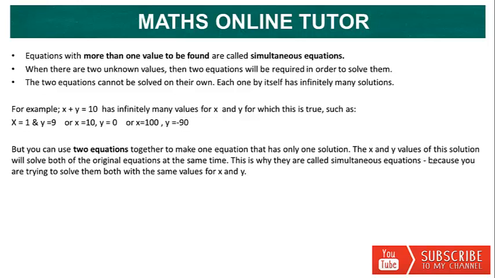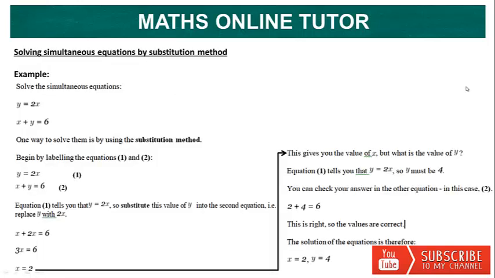The x and y values of this solution will solve both of the original equations at the same time. This is why they are called simultaneous equations, because you are trying to solve them both with the same values for x and y. There are two methods that we can use to solve simultaneous equations. The first one is the substitution method and the other one is the algebraic method.